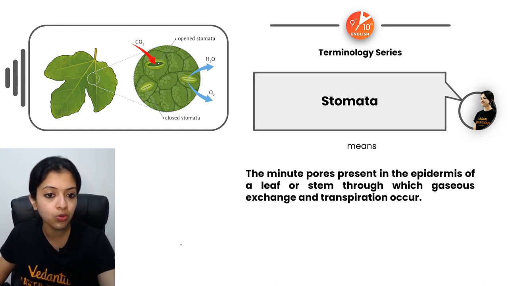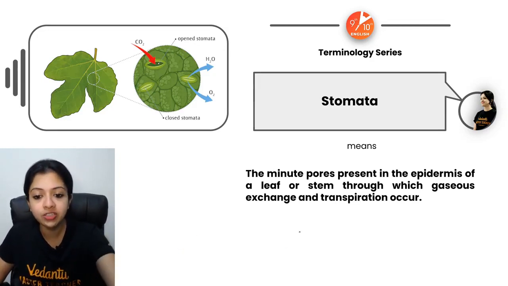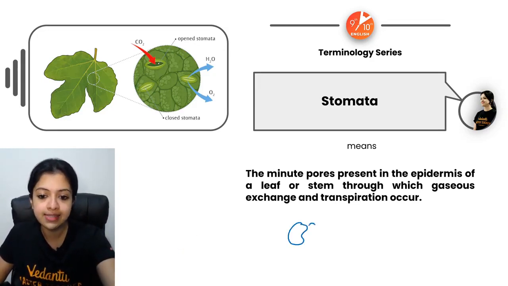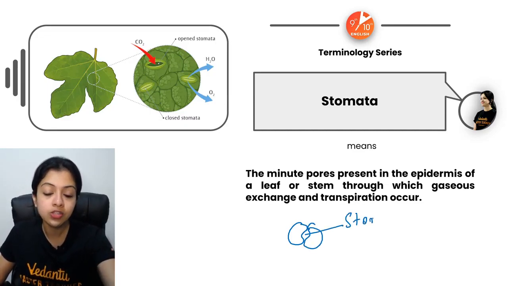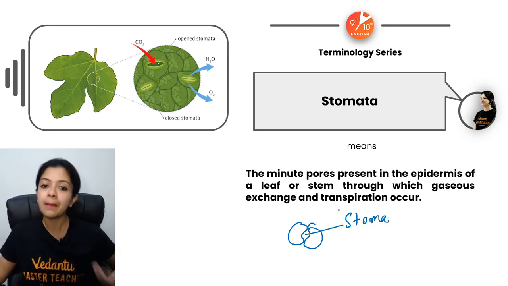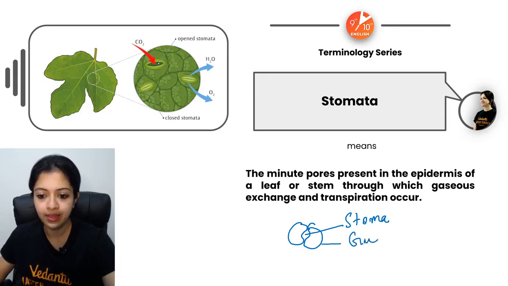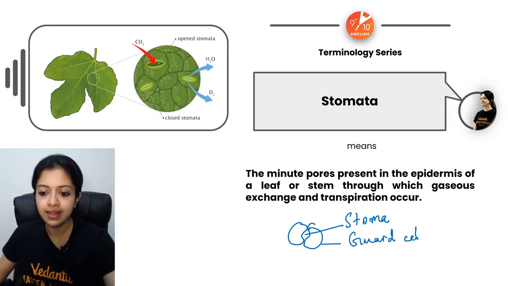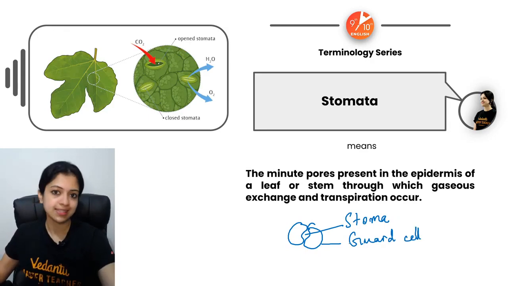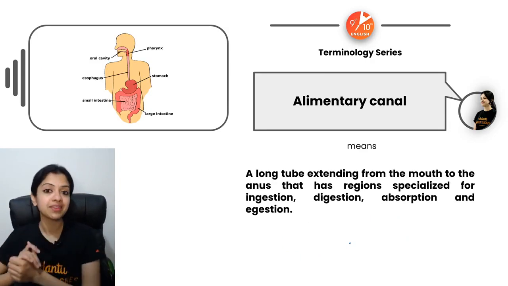That's about it. The outermost layer, when you take a cross section of the leaf, would contain bean-shaped cells, which we call guard cells. And in between that would be an opening called the stoma, which is singular. Stomata would be the plural. Okay, so this would be guard cells. This is one guard cell, and there are two guard cells over here. Okay, right. Now the next one, alimentary canal.